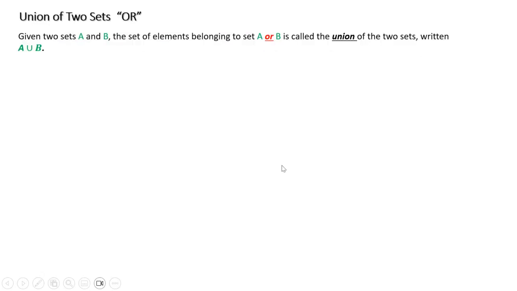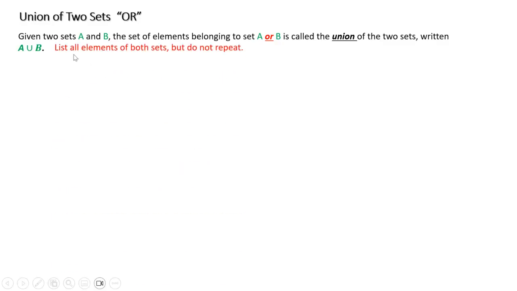Okay, union of two sets. Union of two sets is the OR. The OR means union of two sets. Given two sets, A and B, the set of elements belonging to set A or B is called the union of the two sets. And this is how you write it: A with the upside down looks like a U, and the B. That means OR, or union.